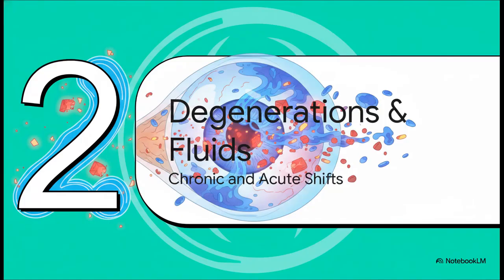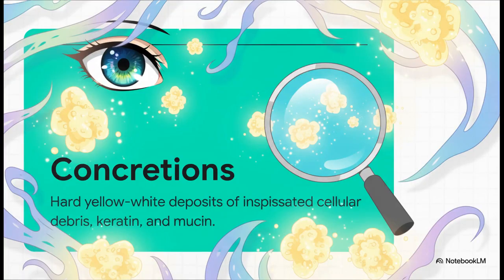Okay, moving right along to Section 2, degenerations and fluid shifts. First up in this section, we have concretions. Historically, these were called lithiasis, which kind of implies they're made of calcium. Let's just debunk that myth right now. Concretions are actually small, hard, yellow-white deposits of inspissated cellular debris, keratin, and mucin. There's little to no calcium in there at all. Really, they're just the result of chronic, low-grade inflammation on the ocular surface.